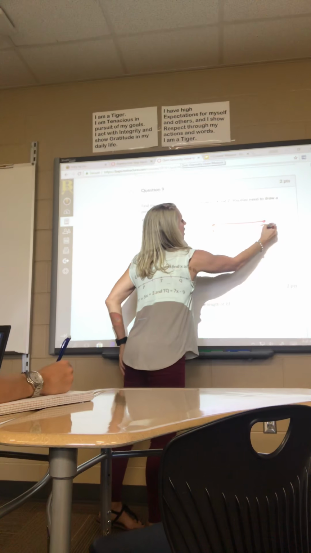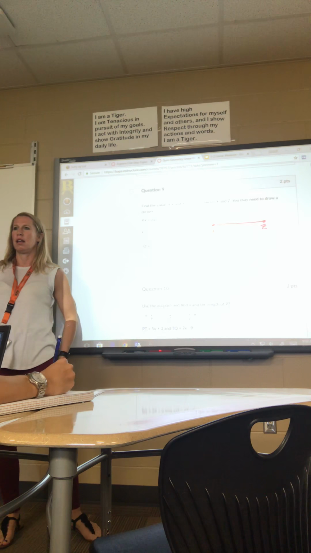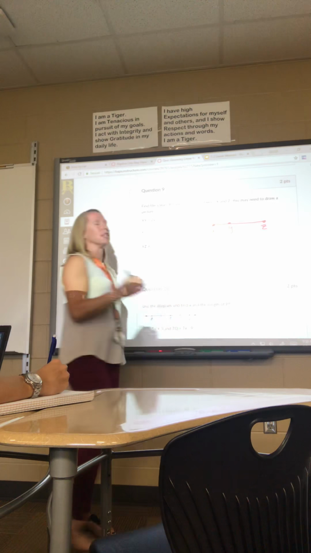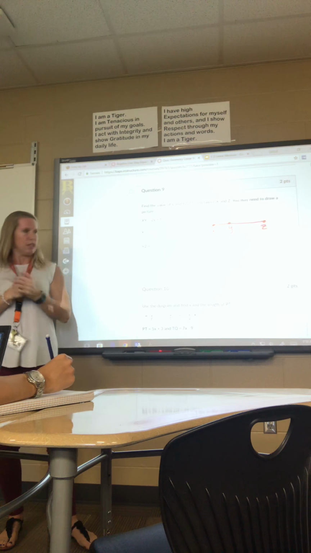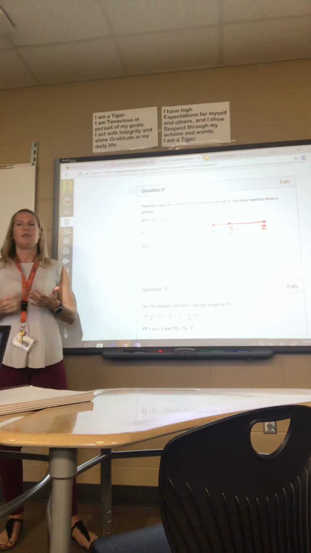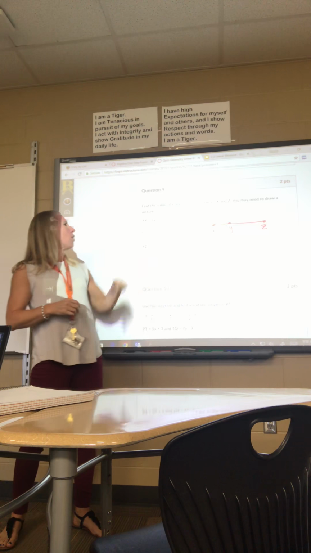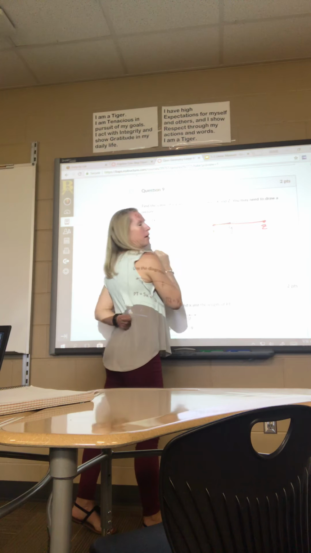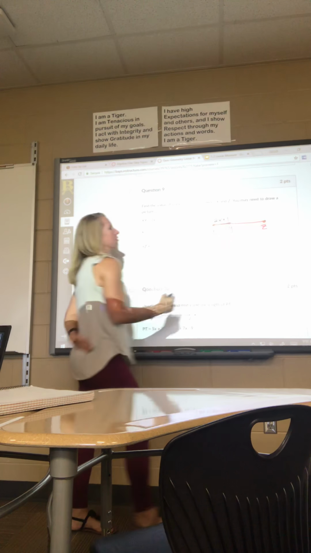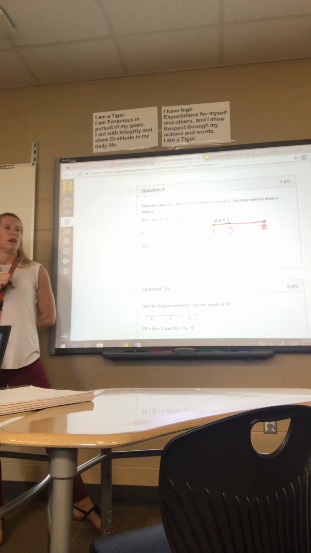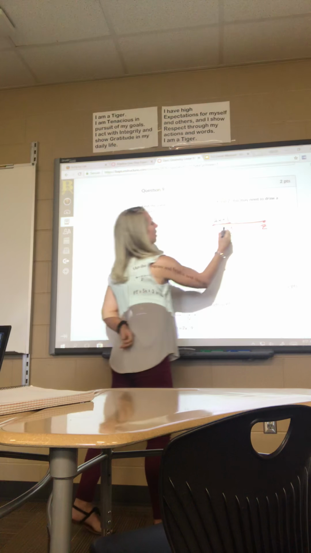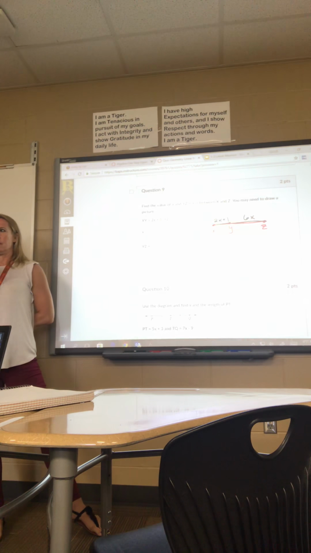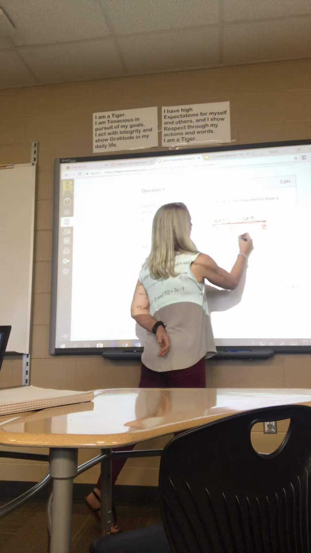So I've got X and Z. Where do I put Y? Somewhere in the middle. It doesn't matter where. I'm gonna make sure that it doesn't look like it's right in the center. Then it says that XY is 2X plus 1. So where XY is, what am I going to put? 2X plus 1. Good. Then it says that YZ is 6X. So where YZ is, 6X. And then the whole thing is 81.